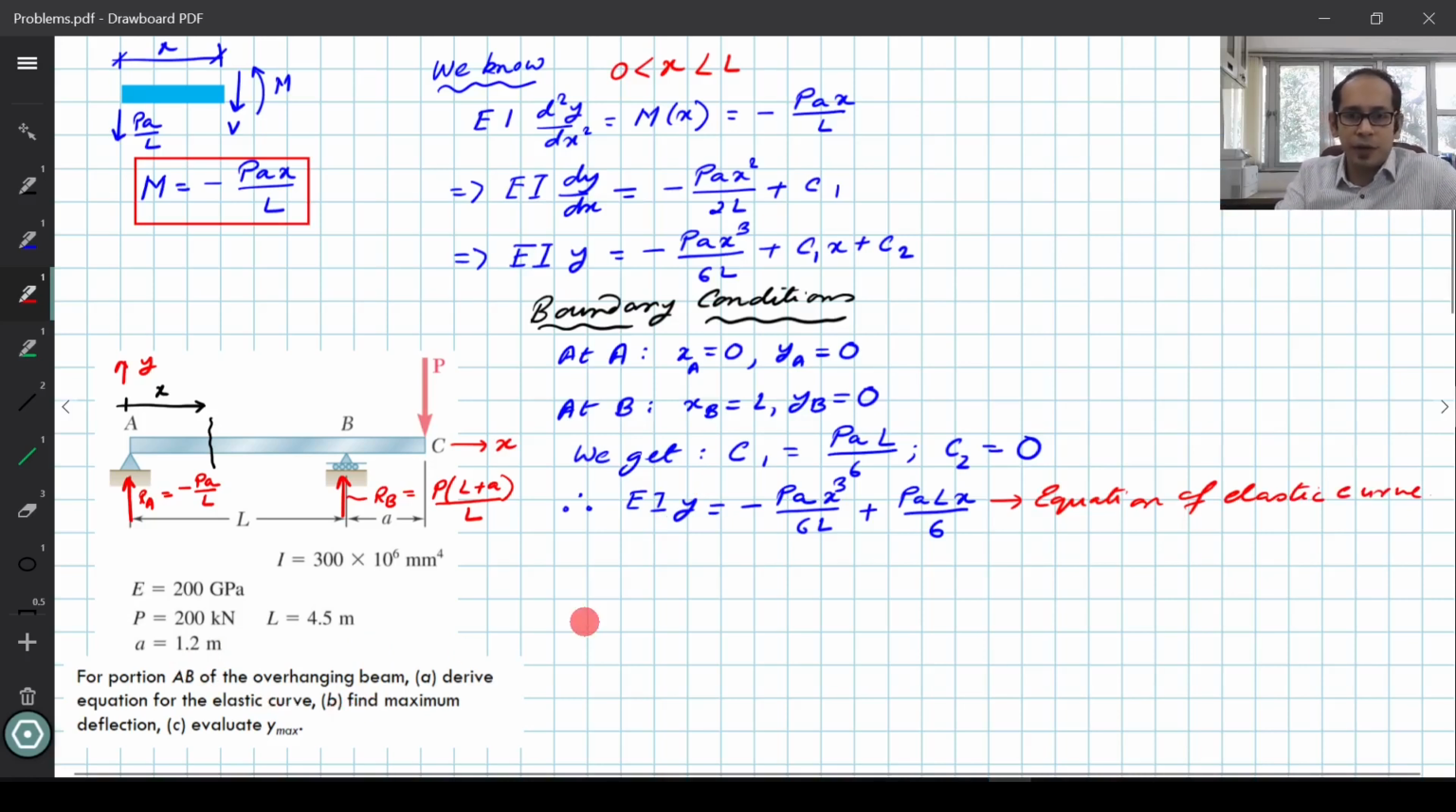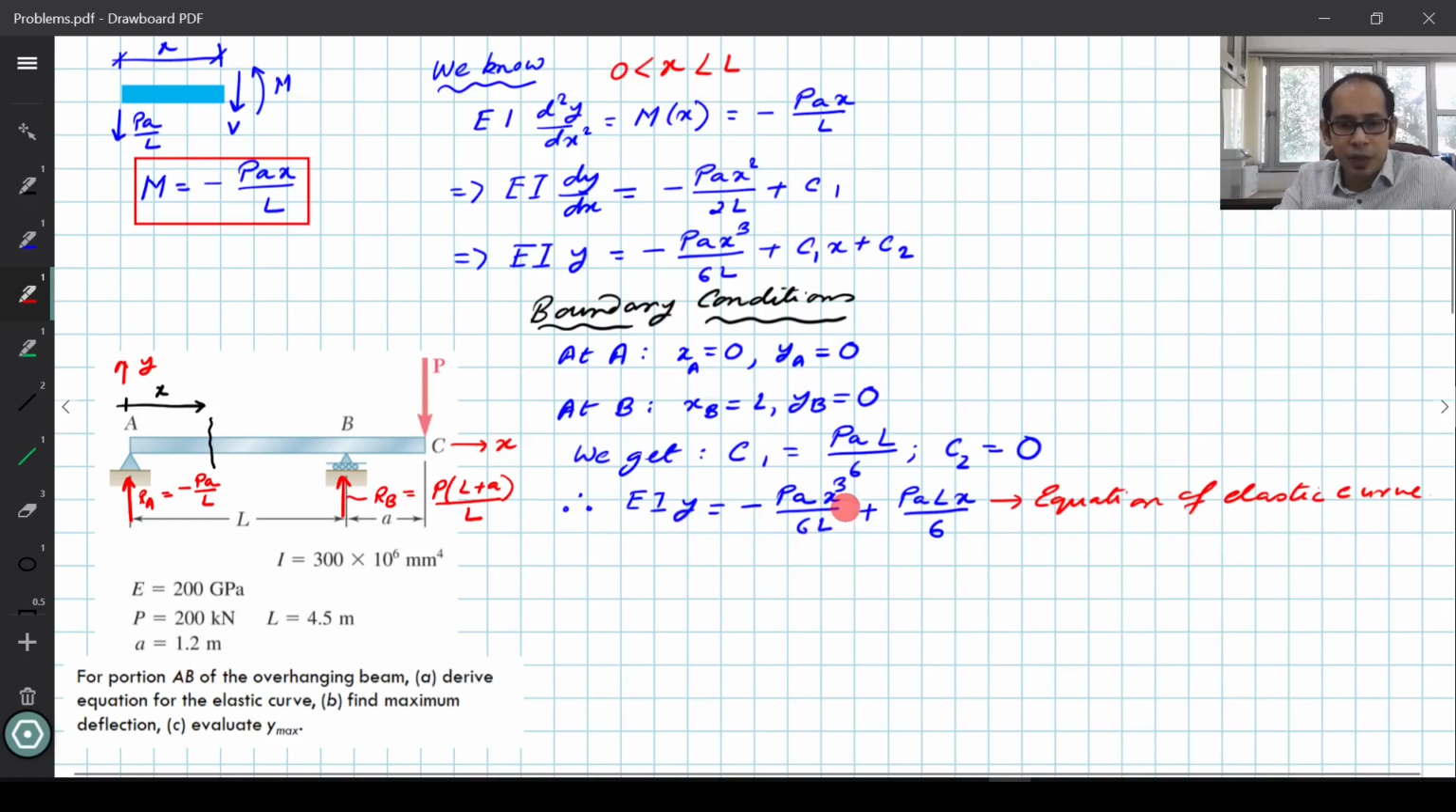So how do I find the maximum deflection? It is simple. Now that we have the expression for the deflection, and remember this is valid only for the region AB, that is from x equals 0 to L, I'm going to differentiate it once and equate to 0.